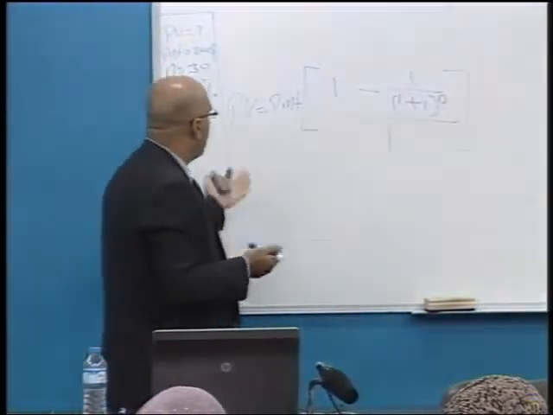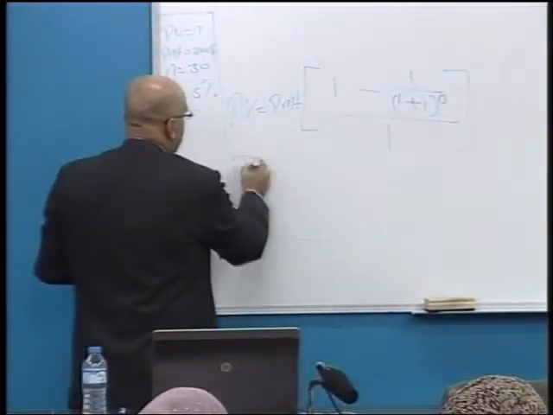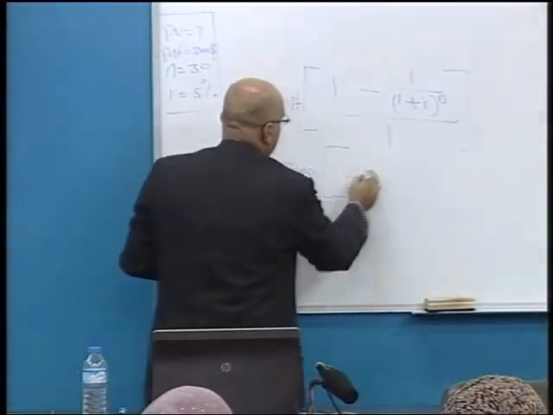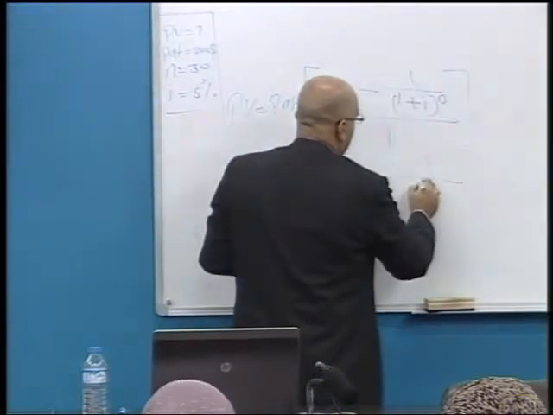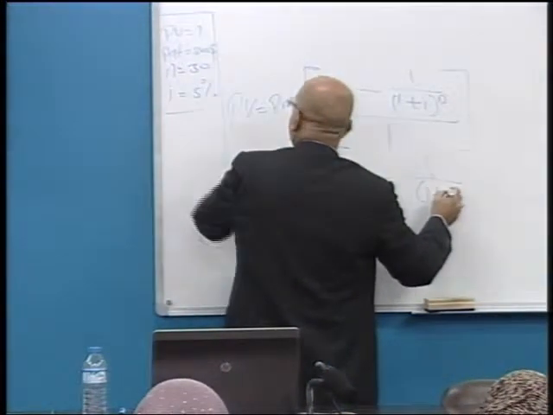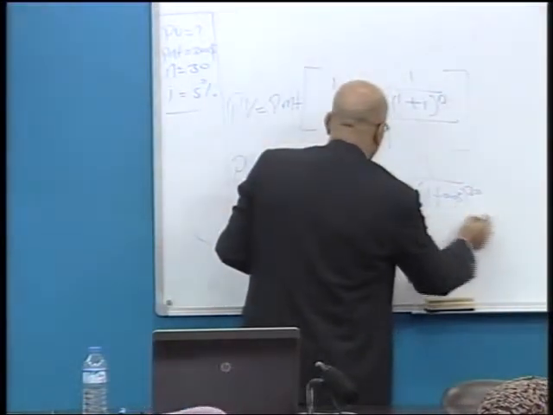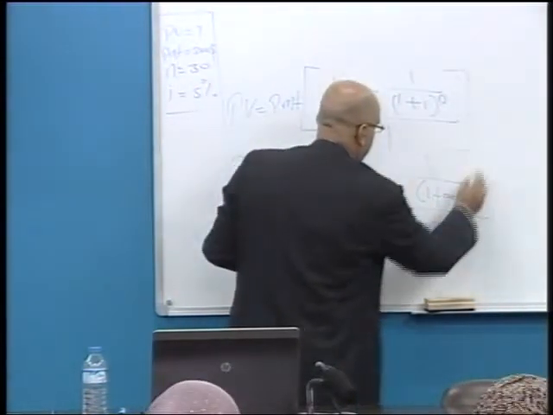Okay? So how can we do this? The present value is equal to the payment, $3,000, times 1 minus 1 divided by (1 plus 0.05) raised to the power 30, divided by 0.05.